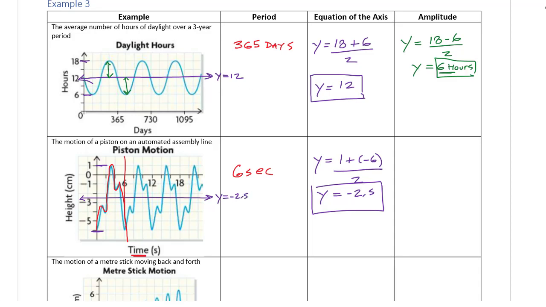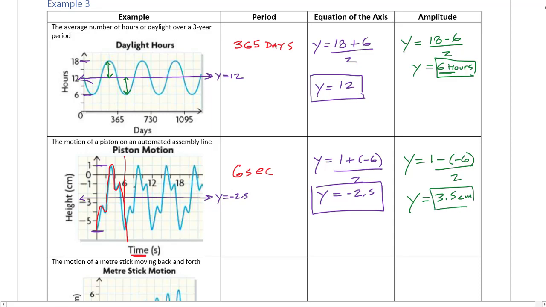And what's the amplitude? Same thing, except we're going to subtract the peak and trough. There we go. So 1 minus -6, that's 7. 7 divided by 2 is 3.5 centimeters. So that would be the distance from here to here, or from here to here.